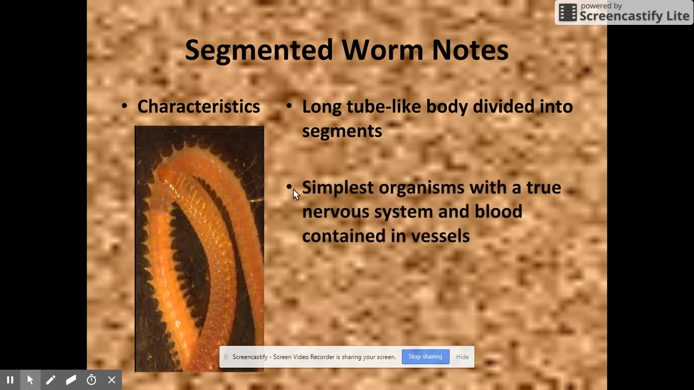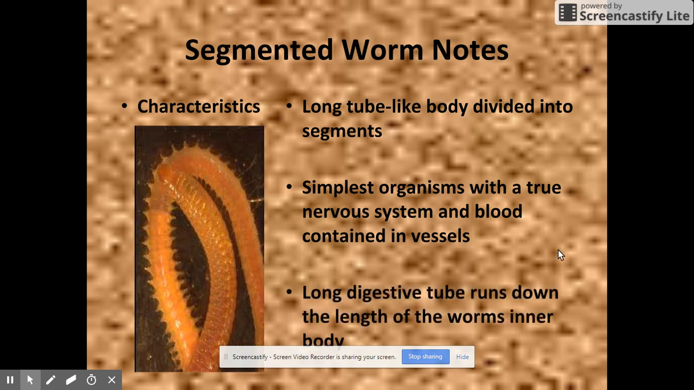Now, these are the simplest organisms with a true nervous system and contain blood in their vessels. Okay, so an organism with a nervous system, that simply means that they can actually feel stuff, pain, touch, all that kind of stuff. So they know exactly where they're going. Where the sponges could not feel anything, the segmented worms can. Okay, it also means that they must have some kind of brain-ish type thing to control these nervous systems, and they also have blood.